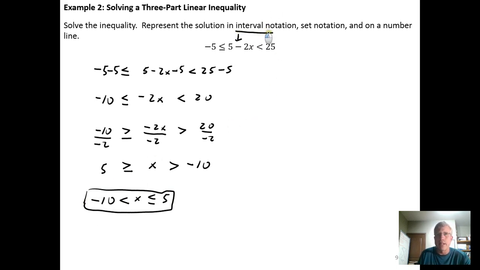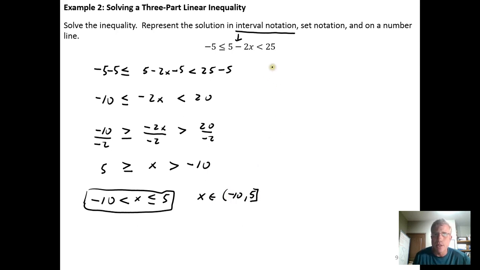But it does say write it in interval notation. So in interval notation, I would say x is an element of the interval that begins at negative 10 and runs all the way up to 5. But because it's equal to 5, I'll do a square bracket here, including the 5. I don't have the equal to here, so I'll do the open parenthesis, saying that although negative 10 is a boundary on this inequality, it is not included as an answer in the solution set.